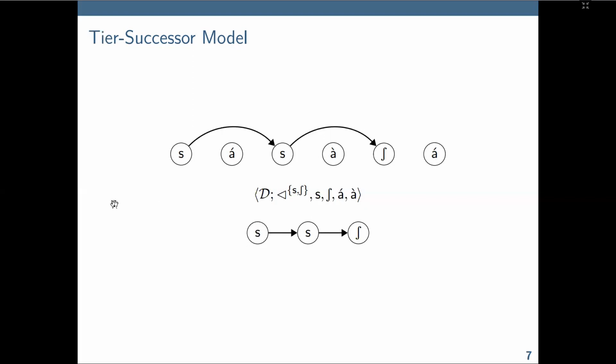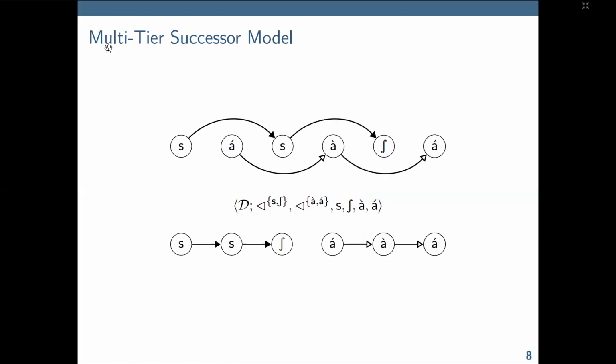If we aren't happy with just having one tier, we can consider as many tiers as we want. And here, in fact, we have another model called the multi-tier successor model, okay? Just as the name implies, there are multiple tier successor relations. So we might want to consider the sibilant tier, right? And it extracts, say, a 3-factor on the sibilant tier, or we might want to consider the vowel or tone tier and extract a 3-factor on this tier.